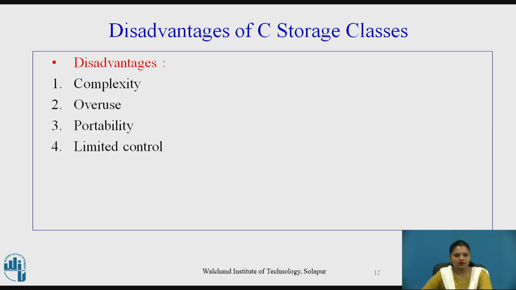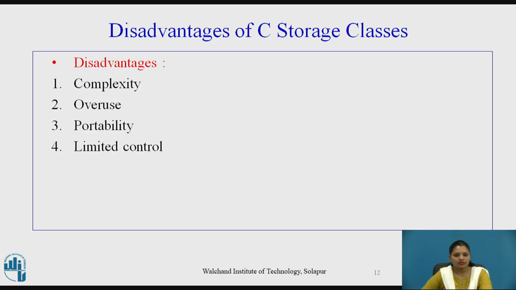The second disadvantage is overuse. Overusing storage classes can lead to confusion and make the code harder to understand and maintain. It is important to use storage classes only when necessary. The third disadvantage is portability. Some storage classes like register are hardware dependent and may not be supported by all compilers or platforms. This can affect the portability of the code.